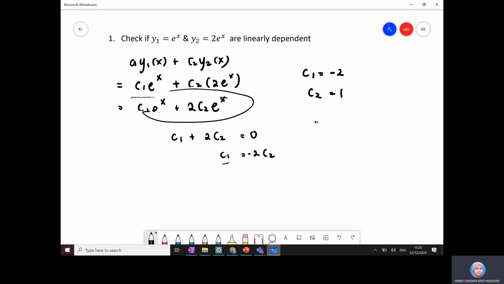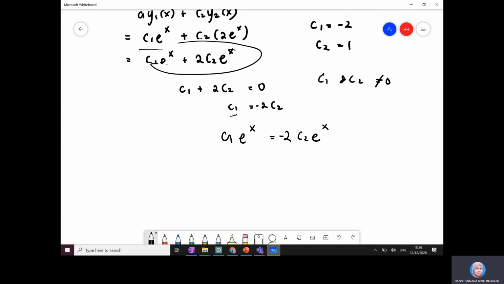Meaning this whole thing will be equal to 0 even when c1 and c2 are not equal to 0, meaning they are linearly dependent on each other. So let's just put it this way. If it's equal to 0, then c1 e to the x equals negative 2 c2 e to the x, meaning these are proportional to each other.